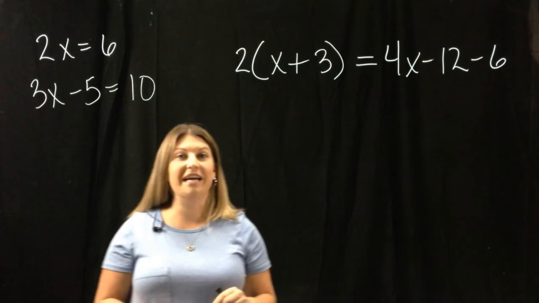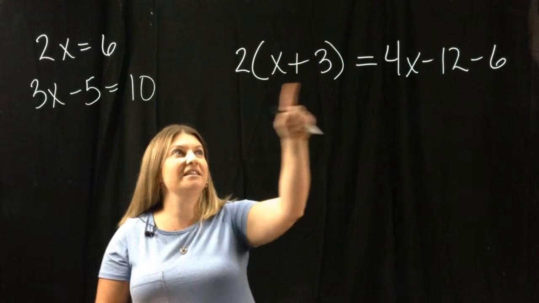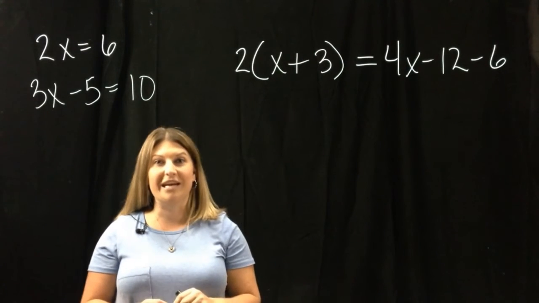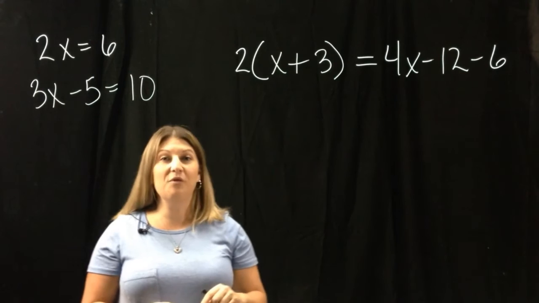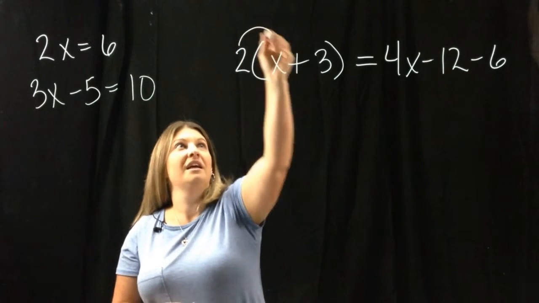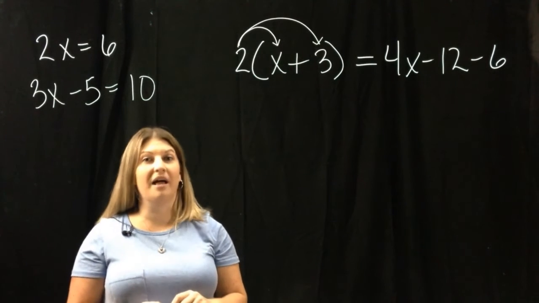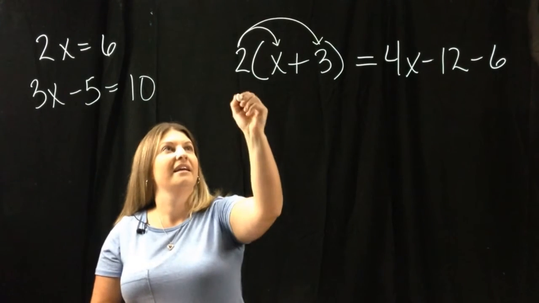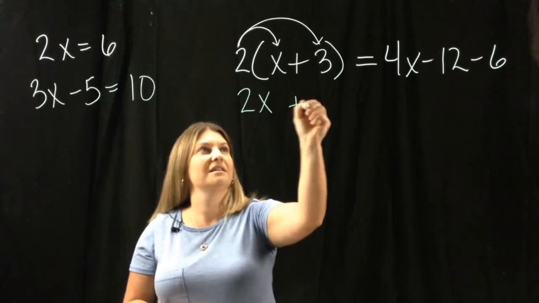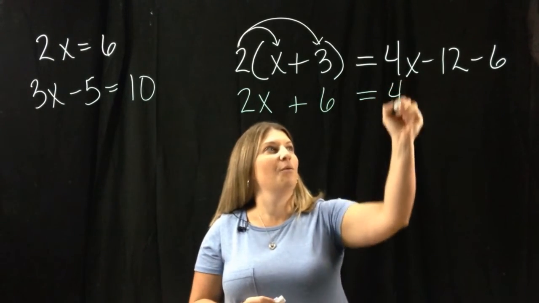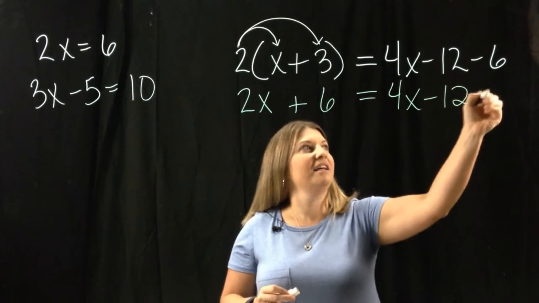First thing we look for is grouping. As you can see, we have a parenthesis here, which is grouping the x plus 3 together. To remove grouping, we distribute. So we take the number out front and multiply it through the grouping. That gives us 2x plus 6. Everything else, we bring it down untouched.